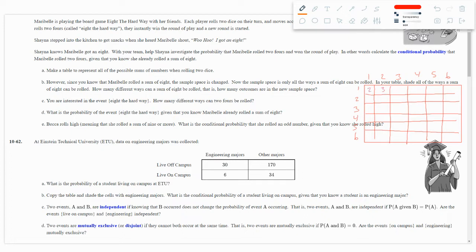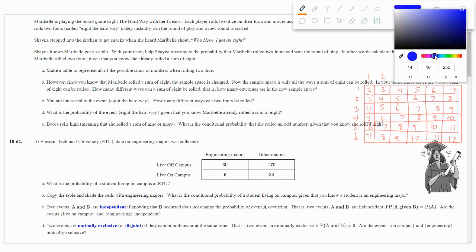So 2, 3, 4, 5, 6, 7; 3, 4, 5, 6, 7, 8; 4, 5, 6, 7, 8, 9; 5, 6, 7, 8, 9, 10; 6, 7, 8, 9, 10, 11; and lastly, 7, 8, 9, 10, 11, 12. So we've got that going for us so far.